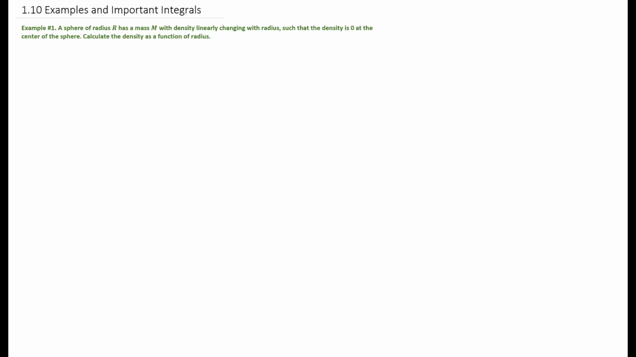In this example, we have a sphere of radius r. It has a mass of m with density linearly changing with the radius such that the density is 0 at the center of the sphere. We're trying to calculate the density as a function of mass. So the first thing I want to do is write down what I'm given.